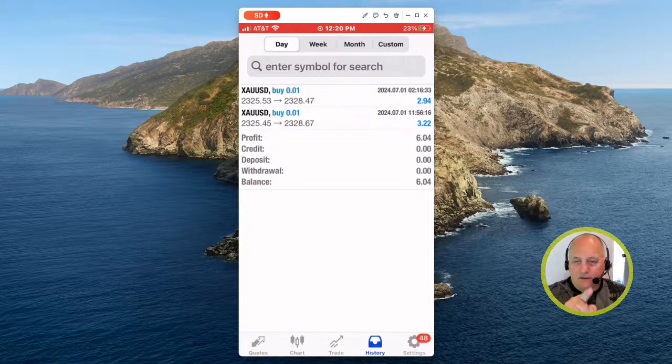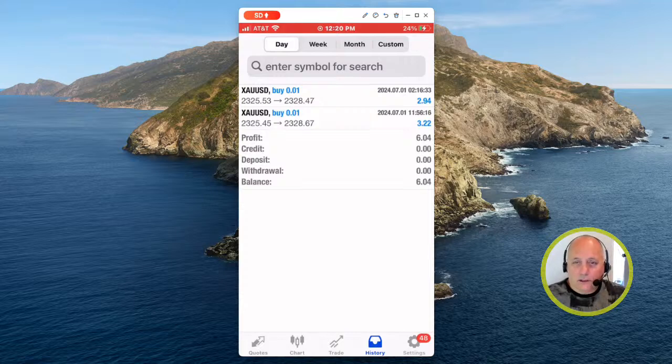Because I could copy these exact same trades to another account and do 10x. 10x the multiply factor. So instead of bidding 10 cents, I'd bid $1. So instead of $6.04, you'd make $60.40. Round numbers, right?